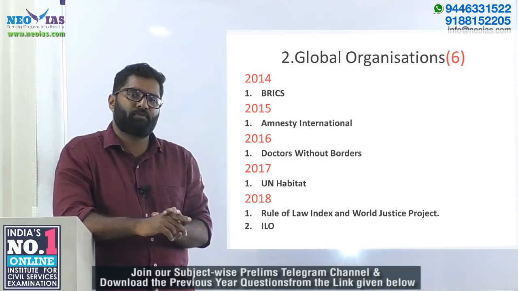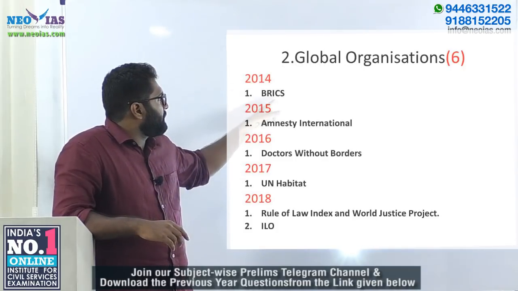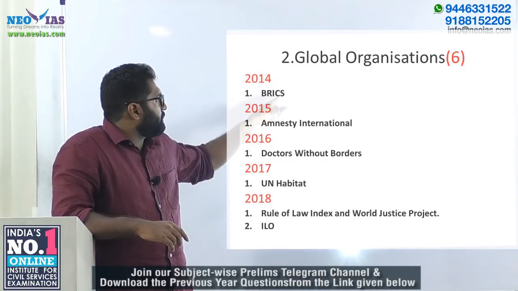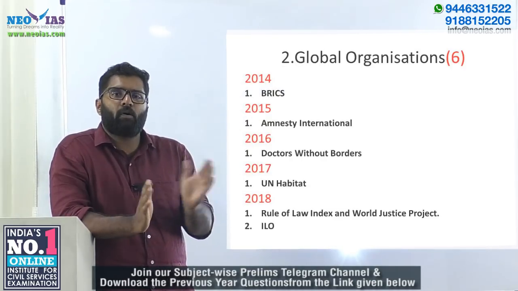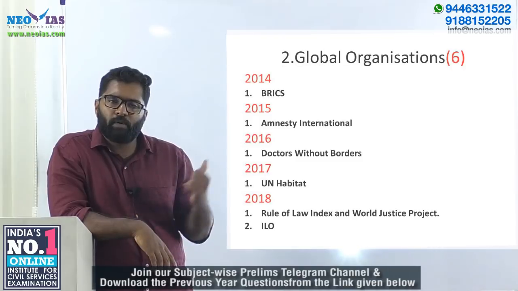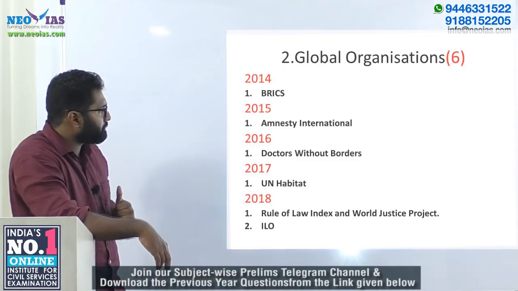Consider the location of these 5 nations. Brazil, Russia, India, China, South Africa. These nations are spread over different continents. Okay, so obviously this is a global organization.